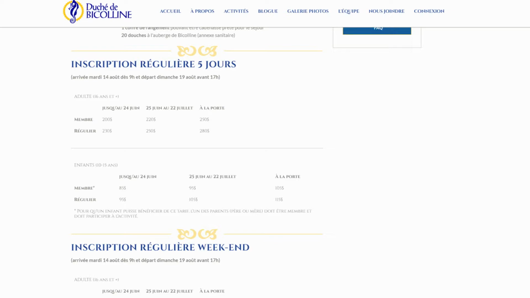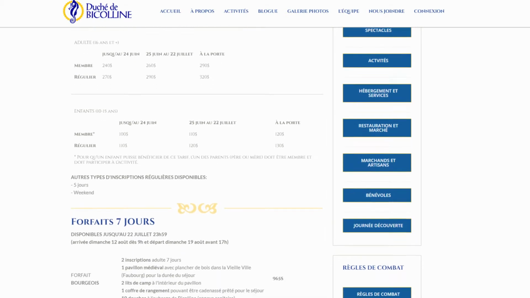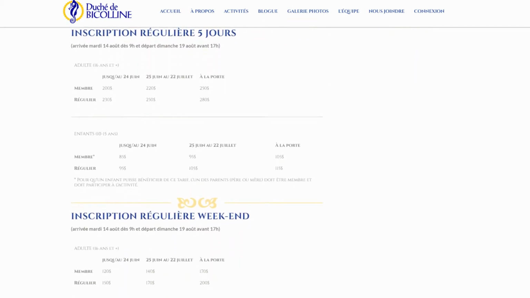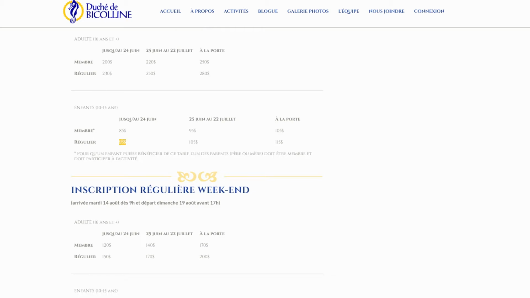Not too bad, but $280 compared to $320, you're only paying an extra $40 for those extra days. But if you can't make it for the Saturday and Sunday, or you just don't feel like being around all of those people, hey, fair enough. If you're bringing your kids, you've got $95, $105, $115.